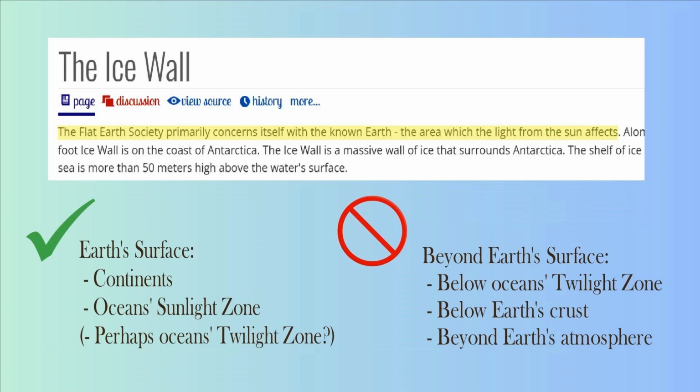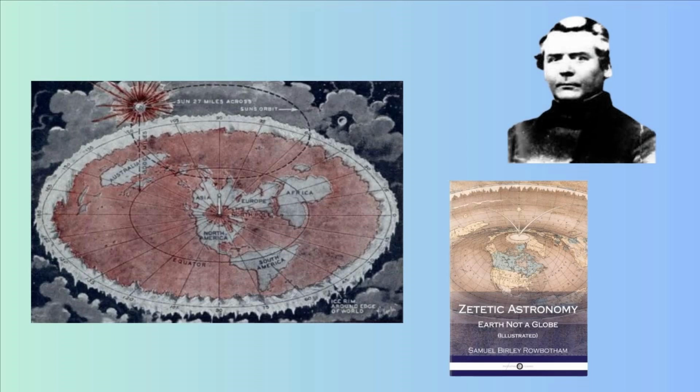Everything outside of those parameters can and will be disregarded as fake or unproved. Alright, so what precisely is the ice wall theory? As I mentioned, the ice wall theory dates back to the 19th century and was first proposed by a British man named Samuel Rowbotham. He first does this in a pamphlet called Zetetic Astronomy, zetetic meaning to proceed by inquiry, by asking questions. Later, he had the pamphlet published as a book titled Earth is Not a Globe.